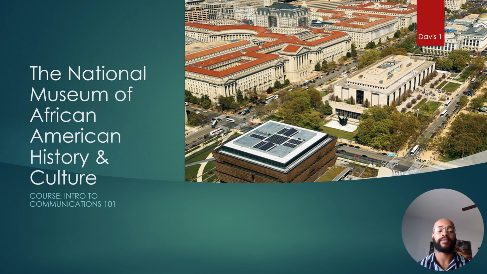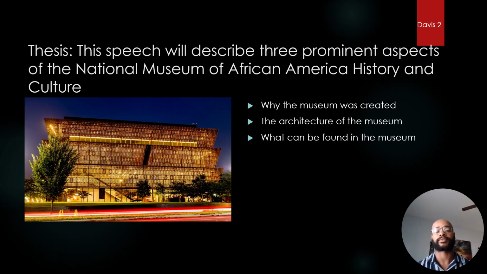My name is Nicholas Davis, and today I plan to give a presentation on the National Museum of African American History and Culture. This presentation is for my Intro to Communications 101 course, Capstone Project number 2, the Informative Speech. This speech will describe three prominent aspects of the National Museum of African American History and Culture. First off, why the museum was created, the architecture of the museum, and what can be found in the museum.